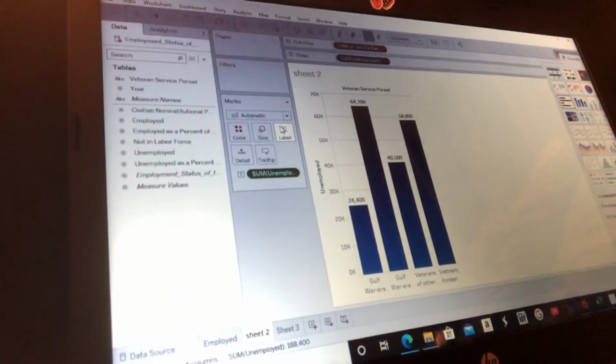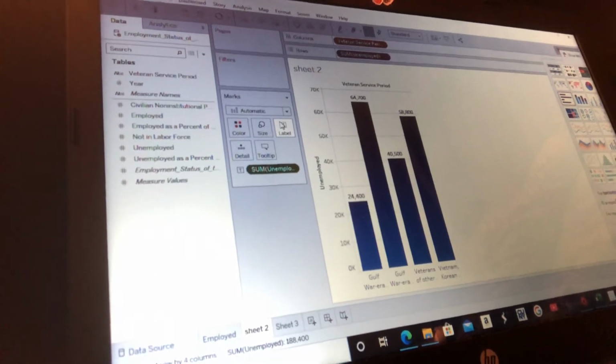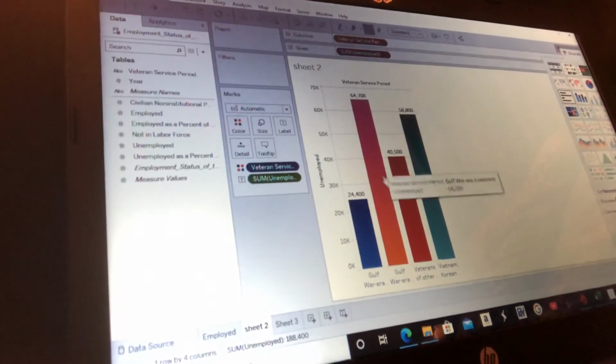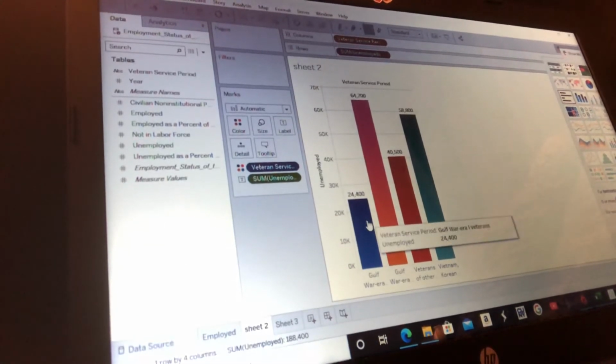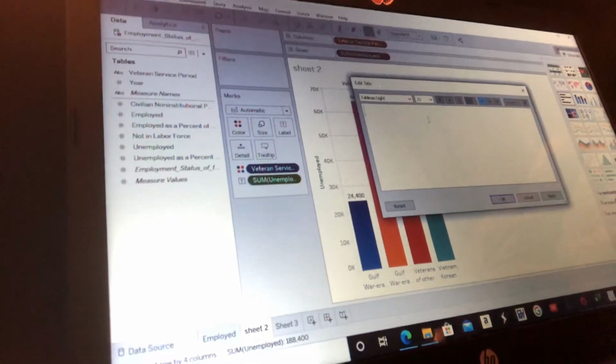I'm also going to add some color to it as well. So I use veteran service period and I drop it into the colors marks, and that gives us the colors, making it a little bit more distinguishable to know who's who. We have Gulf War era 1, era 2, and so on. So we can see with one shot the number of people that were unemployed from the different wars that they went out to.